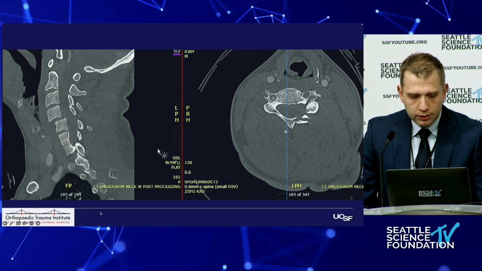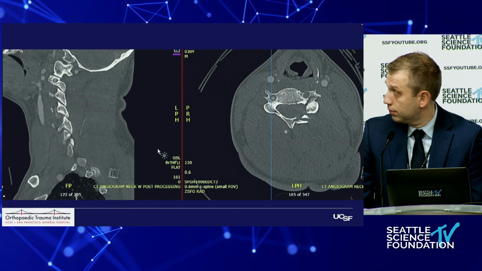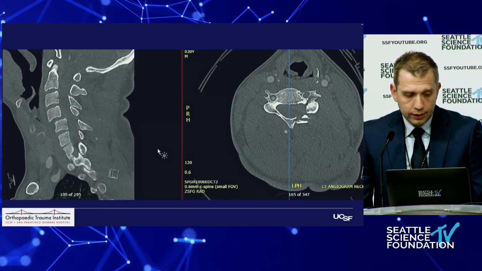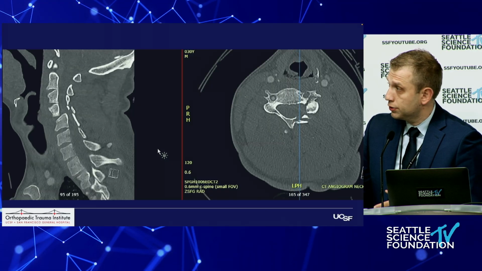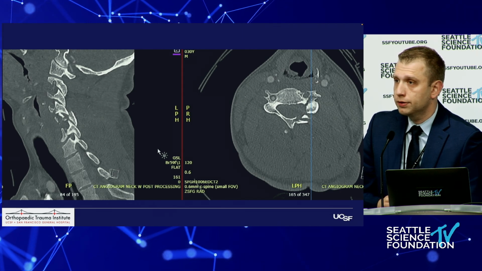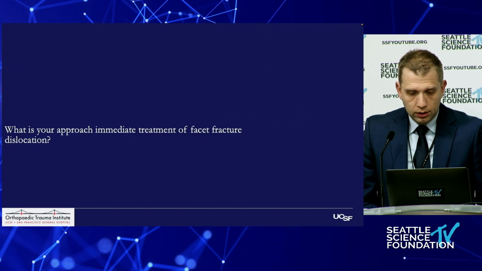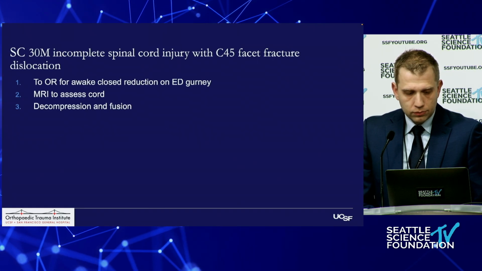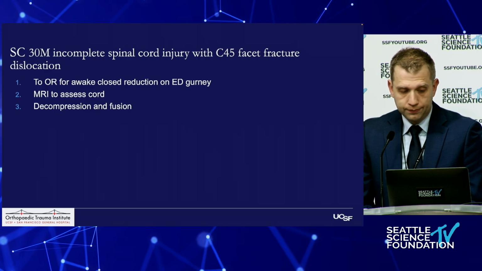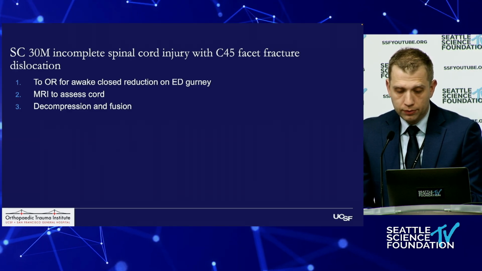Okay. As you could see over here, this patient has a unilateral facet dislocation. And again, unilateral facets are a bit harder to reduce, and when you reduce these, you also want to do a little bit of a rotational component to clear that facet. And so this patient was taken to the OR for a awake closed reduction on an ED gurney. After that was done, you get an MRI to assess the cord, and then you do a decompression and fusion.